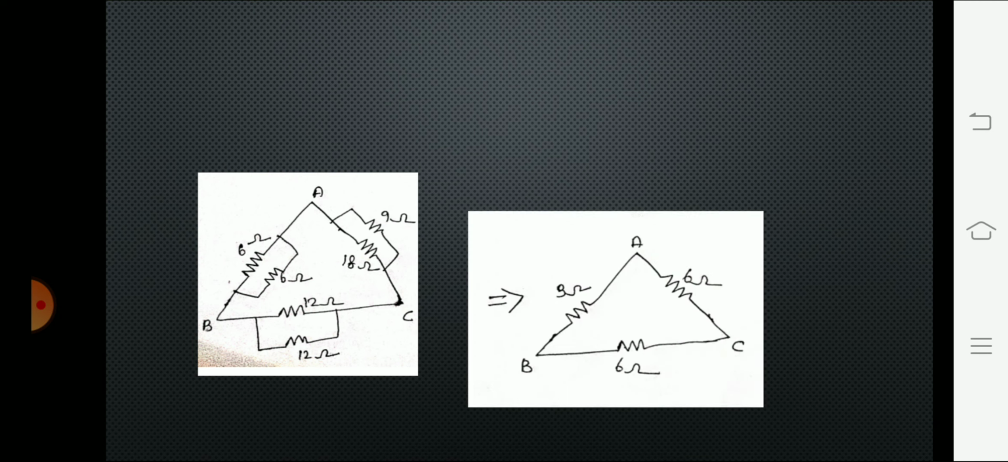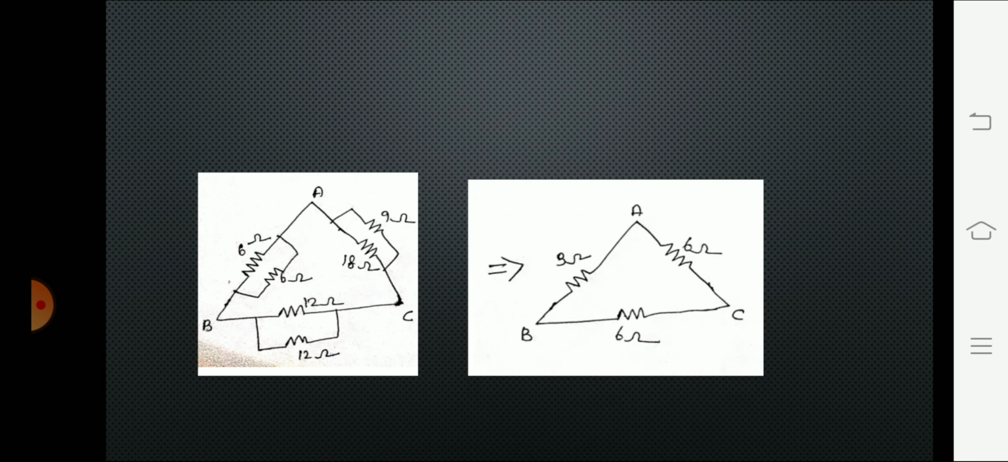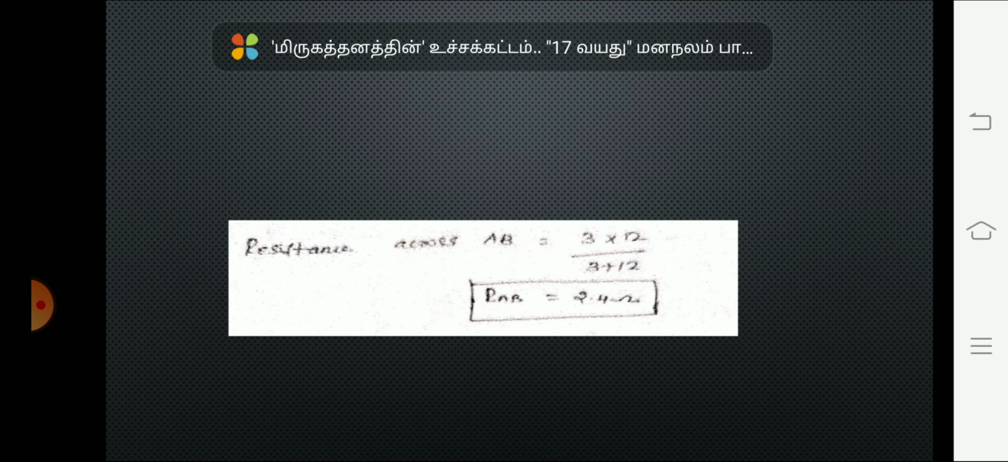So redraw the diagram. In this, the 6 ohm, 6 ohm, 18 ohm and 9 ohm, 12 ohm, 12 ohm are connected in parallel. We get the answer 3 ohm, 6 ohm and 6 ohm. In this problem, the 6 ohm and 6 ohm are connected in series, in parallel with the 3 ohm. We get the resistance value RAB is equal to 2.4 ohm.